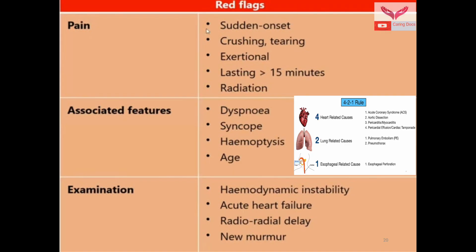The red flags in the chest pain are if the patient has sudden onset chest pain, crushing, tearing type of chest pain. A patient has associated features like dyspnea, syncope, hemoptysis, hemodynamic instability, features of acute heart failure, radial delay or new murmur, and the 4 is to 4 to 1 formula which I have already discussed. If these types of chest pains are present, then these patients require urgent medical or surgical management.